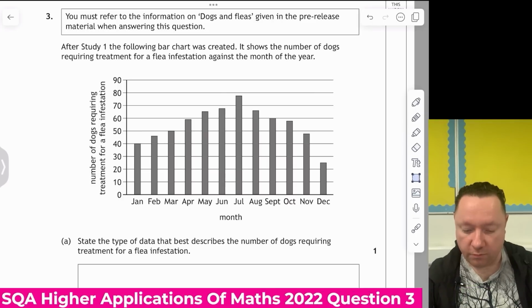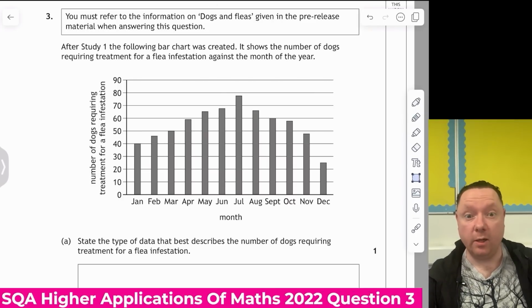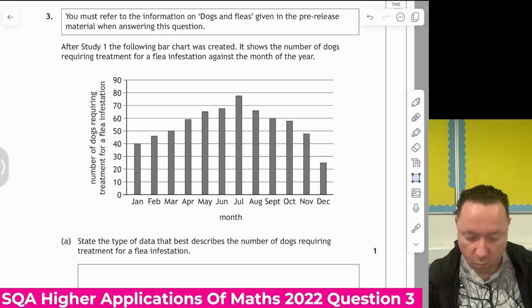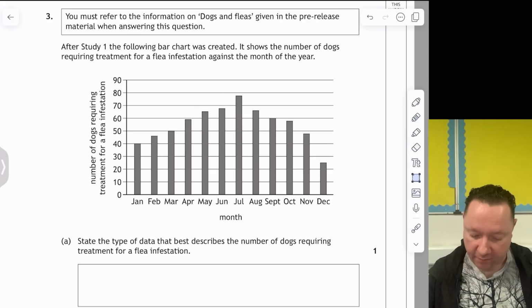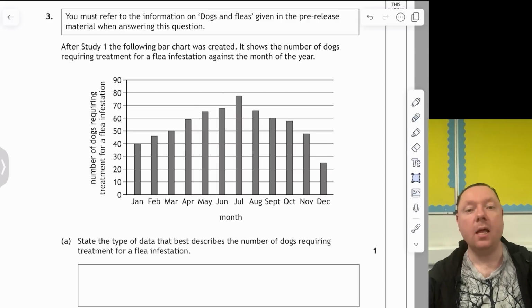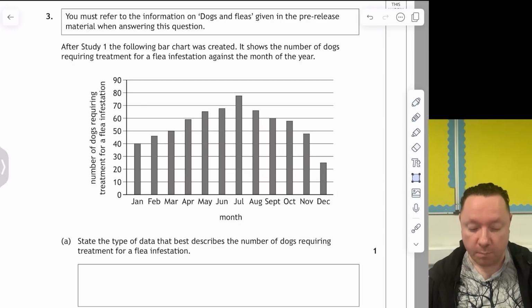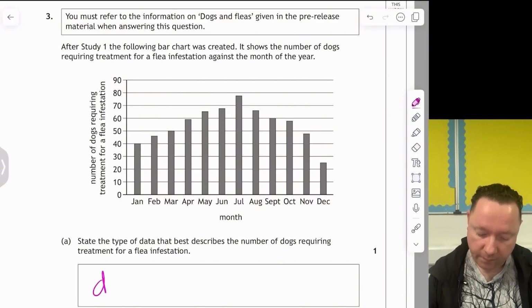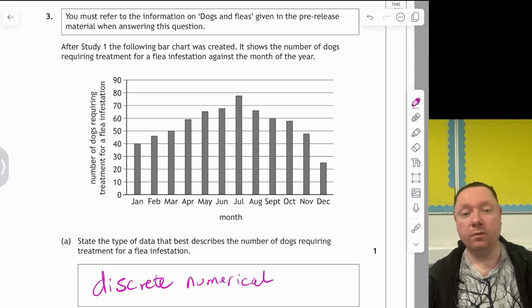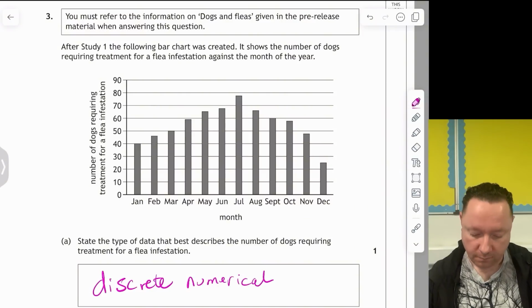Let's refer to the information on dogs and fleas for this SQA Higher Applications of Maths 2022 question 3. After study 1, the following bar chart was created. It shows the number of dogs requiring treatment for a flea infestation against the month of the year. Part A: state the type of data that best describes the number of dogs requiring treatment. Okay, let me look at the data booklet for this. It's numbers, so it's something we're counting, so it's numerical. But since we're counting it, it is discrete. So it's just discrete, numerical. If it was something that you could measure, like height, it would be continuous.